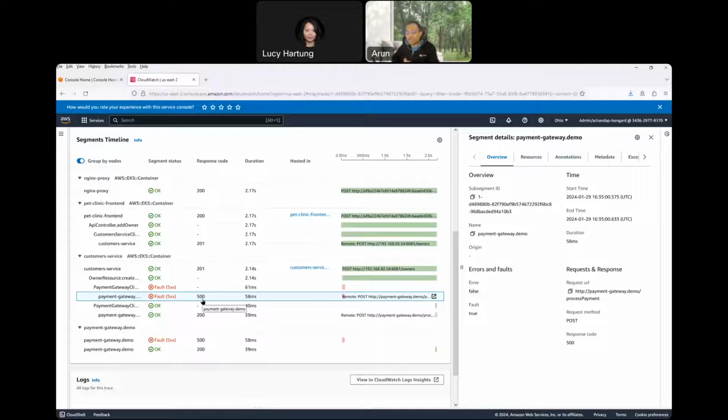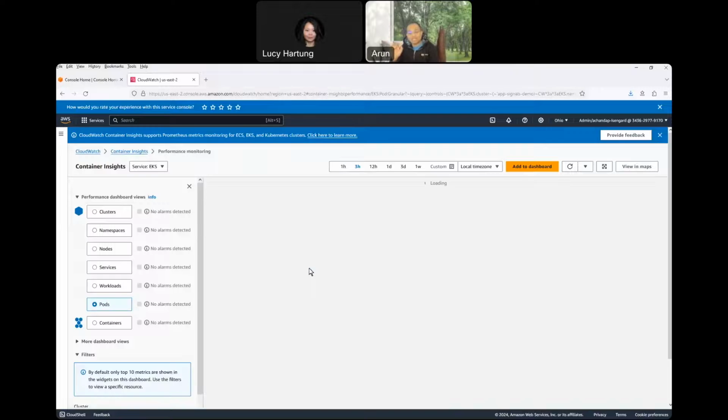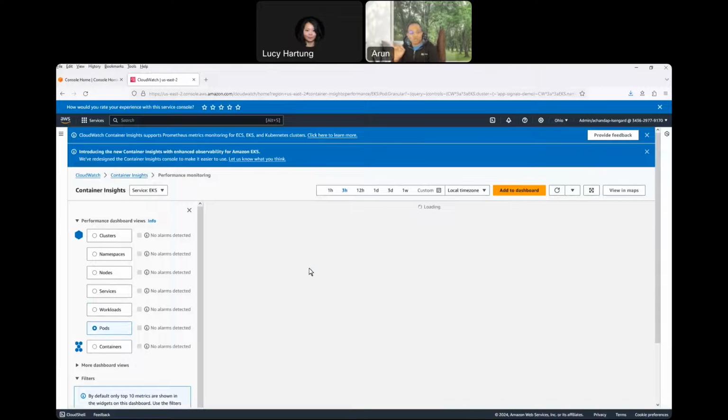But Joe is not an average Joe. He's splendid. He's a technologist. He's an amazing person. He wanted to make sure that his infrastructure is also good. What did Joe do? Within Application Signals, Joe was able to find the backend infrastructure on which his microservice is hosted. He clicked on the hosted-in option under the customers dash service. Right now, Application Signals is taking you all the way to Container Insights.